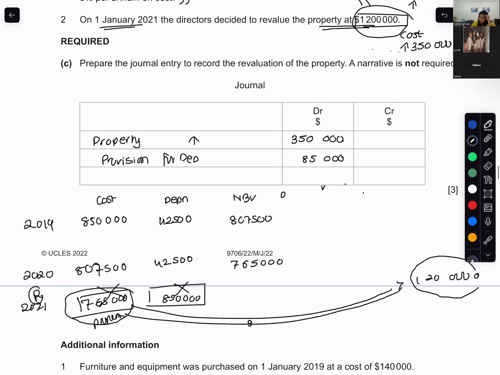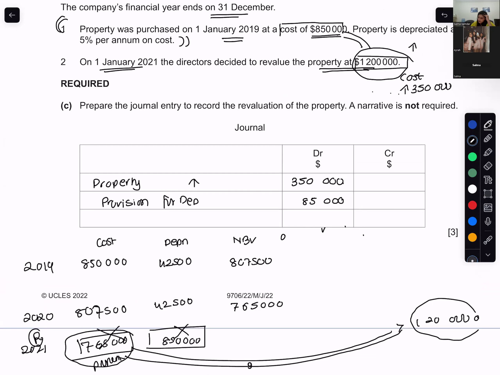350,000. Understand this properly. In your balance sheet, non-current assets, you have the cost, provision for depreciation, and the net book value. Are you with me? First, the cost was 850,000. I'm talking about 2020. Provision for depreciation is 85,000, and net book value becomes 765,000. On 1st January, this is going to become how much? 1,200,000. So property is going up by 350,000 in the cost column.